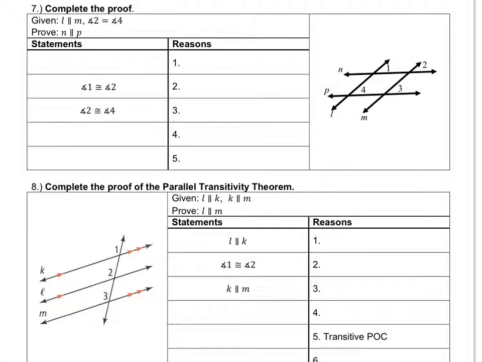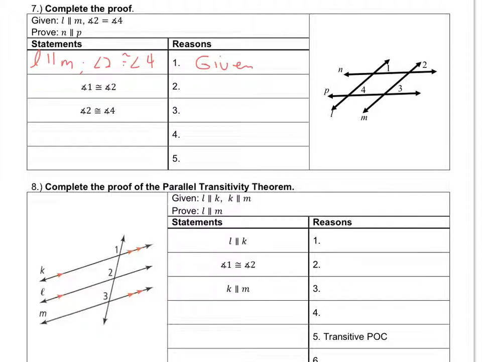Welcome to page 2. For page 2, we're starting to work with proofs a bit. And of course, I think we all know that we make note of our givens first. And here they have two different things. We have L is parallel to M, and angle 2 is congruent to angle 4.